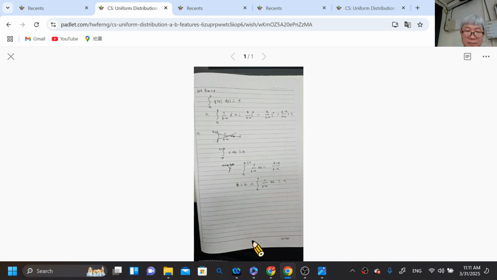When x is less than A, the CDF equals 0. So it goes from minus infinity to x less than A, the value is 0. Yeah, and next. So that's all, right? Yeah.